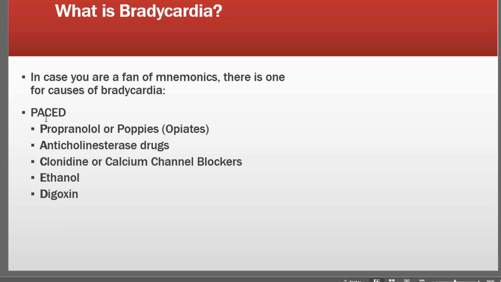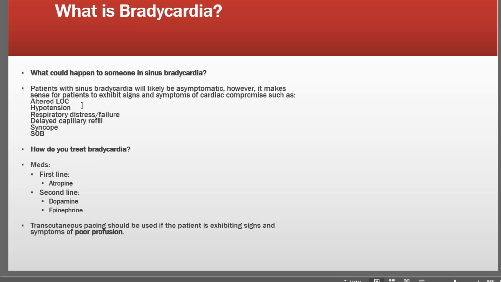So what causes it? PACE is a good mnemonic. You can read it there. So what can happen? Patients with sinus bradycardia are usually asymptomatic. However, if they're exhibiting symptoms like an altered level of consciousness, hypotension, respiratory distress, delayed capillary refill, syncope, or shortness of breath, then you'll want to treat it.